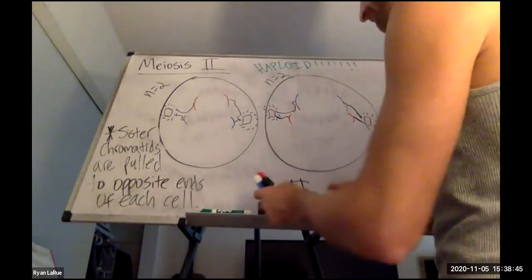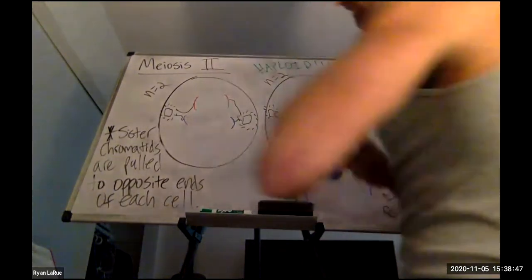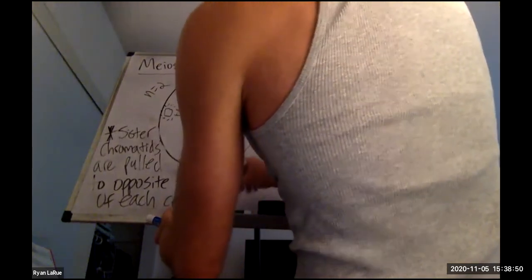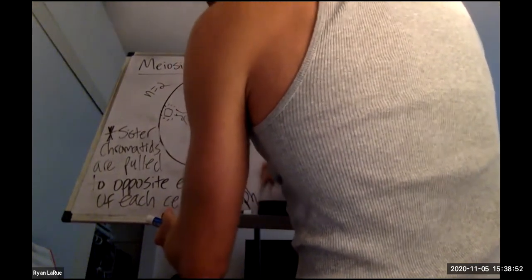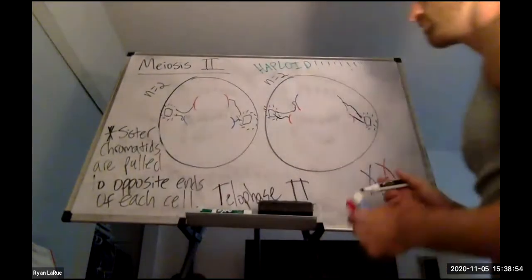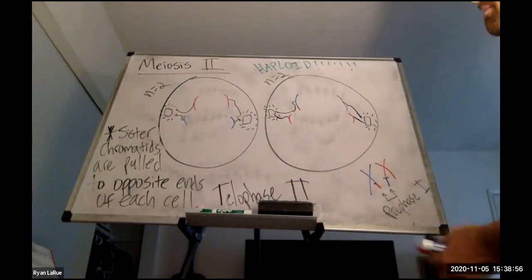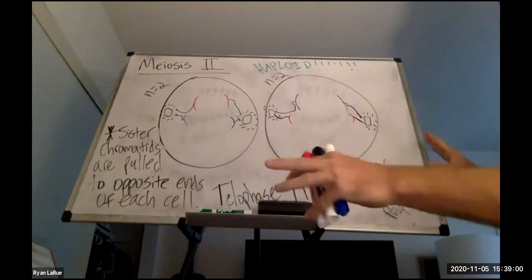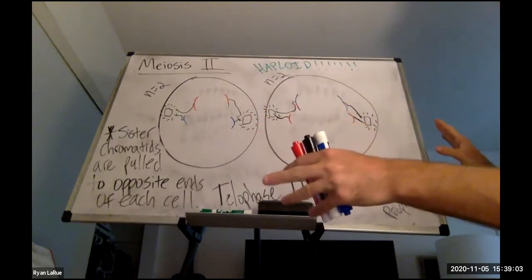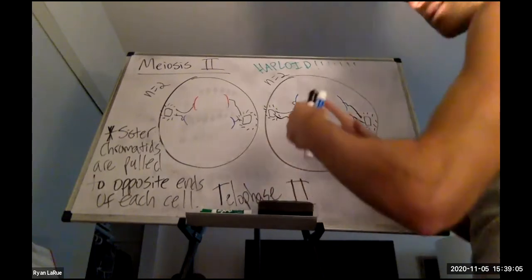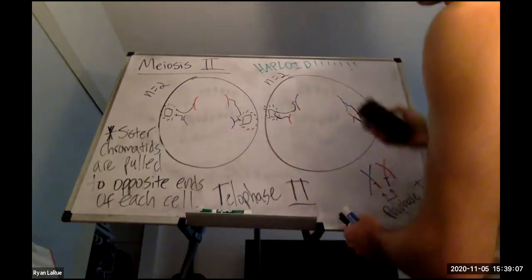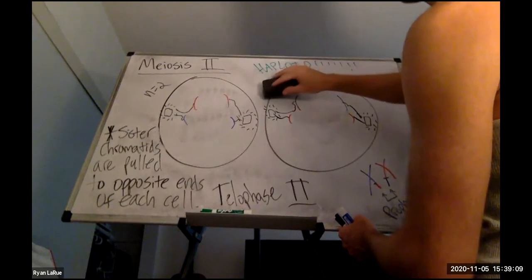Telophase two, unless you include cytokinesis as a phase, but not really. It's just kind of that splitting of the cytoplasm. But okay, so telophase two requires kind of redrawing a little bit. The cell elongates, right? Starts to pinch in. So let's see if I can.